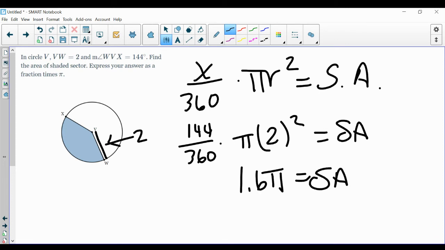They want it in fraction form. So your 1.6 needs to turn into a fraction. So it's 144 times 2, so 288 over 360. And then, oh, that is real ugly. And then reduce it if it can be.